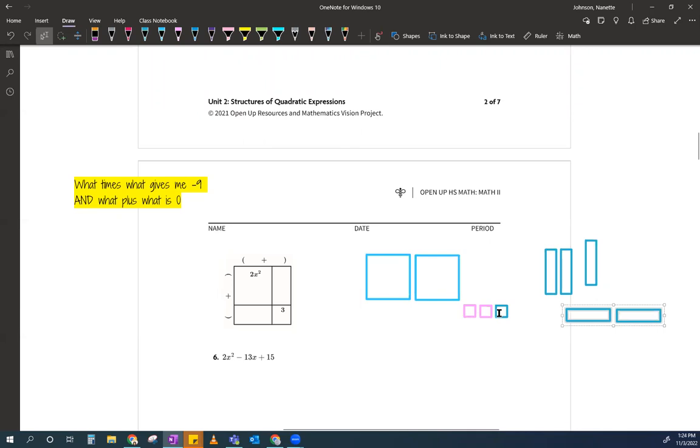Instead of going this way, which way can I go? Yeah, I can go down. Okay, so Ms. Johnson, you want me to arrange these this way? Yeah, and I know it seems like it doesn't make a big difference, but it does.